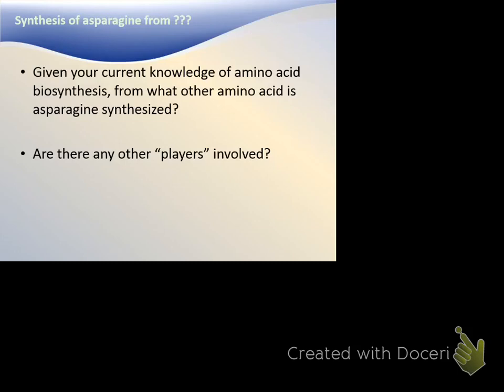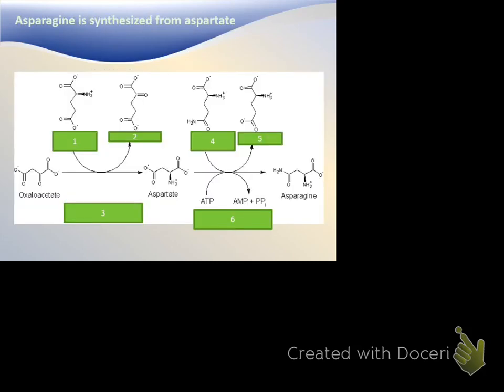From aspartic acid, you're just going to transform it from a carboxylic acid to a what? What's the functional group that's the difference between aspartate and asparagine? An amide. Okay? And then you need to know what other players, so to speak, are involved. So we're going to start off with oxaloacetate. What compound is compound number 1?